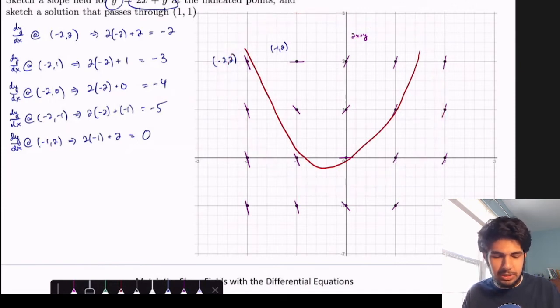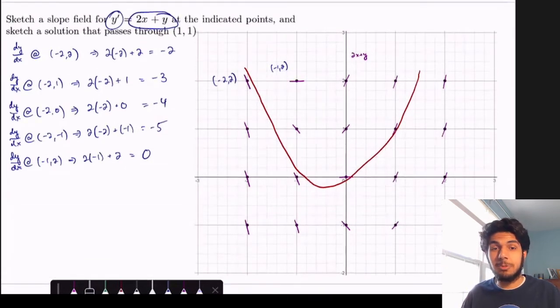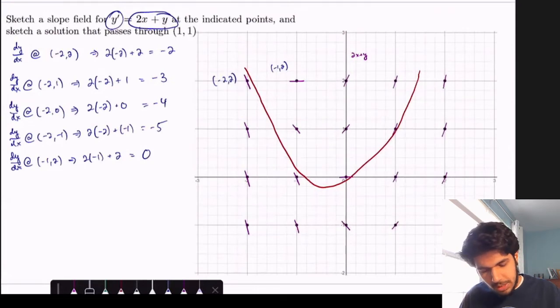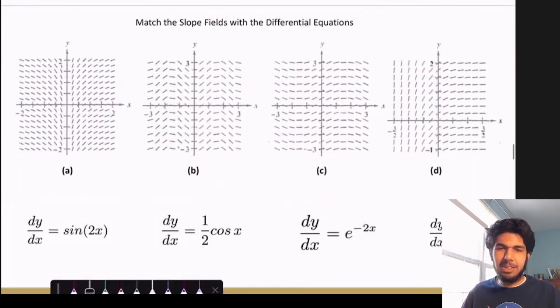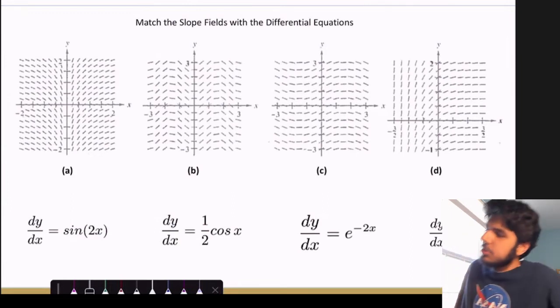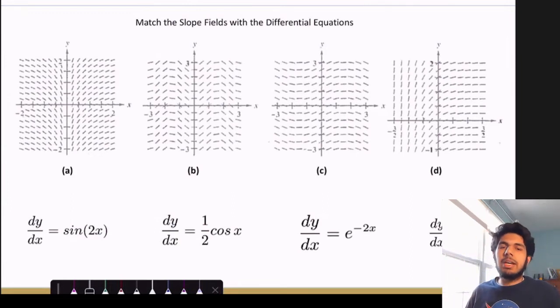And then we can start to hypothesize what the shape of this would look like as an equation. So that's our big slope field example. Let's take a look at something that you would probably see in a multiple choice exam, where you have to match the slope field with the differential equation. So for this, we actually won't use too much math. We'll sort of use our intuitions.